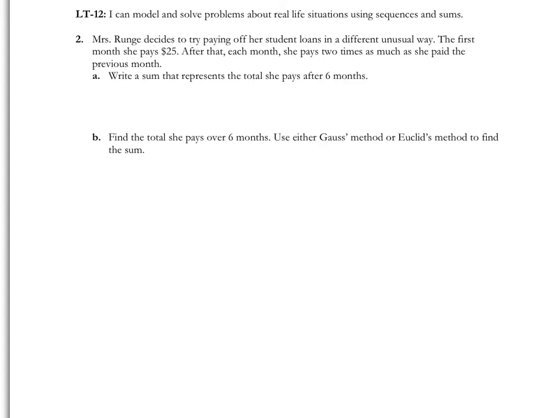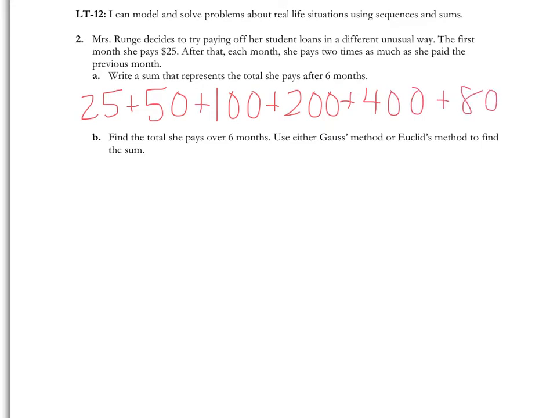So in the second problem, I am trying to pay off my student loans in a different, unusual way. The first month I pay $25, and after that, each month I pay 2 times as much as I paid the previous month. So part A asks us to write a sum that represents the total I pay after 6 months. So the first month I pay $25. The next month I need to pay 2 times as much as that, so I'll need to pay $50. The next month I pay 2 times as much as that, so $100, then $200, then $400, then $800.